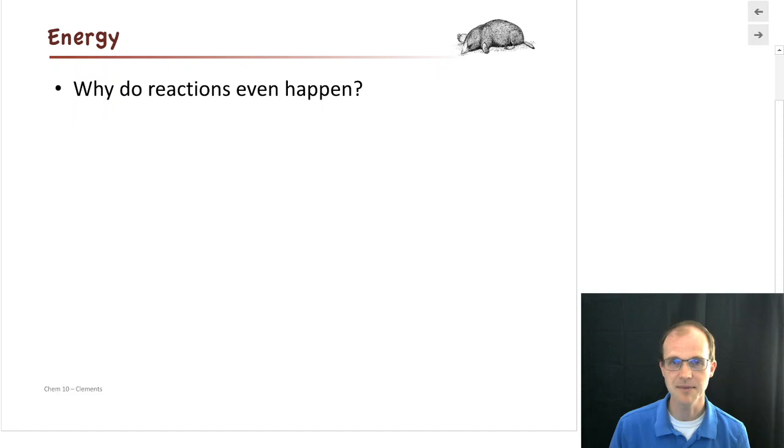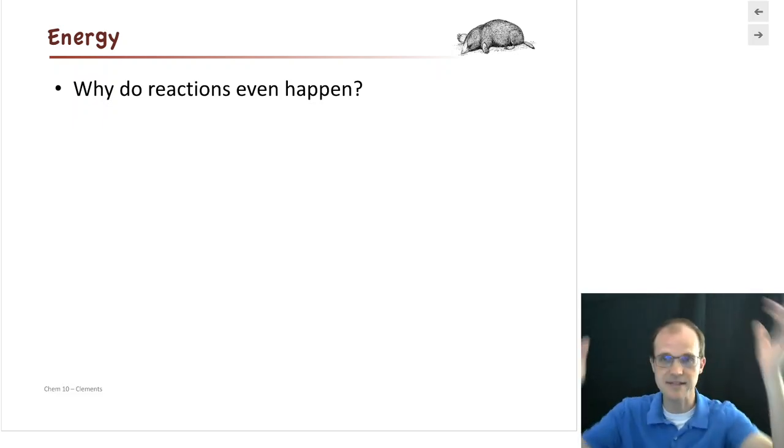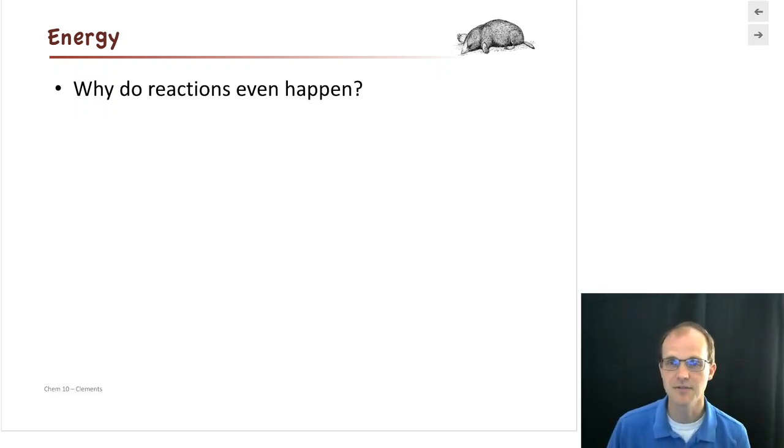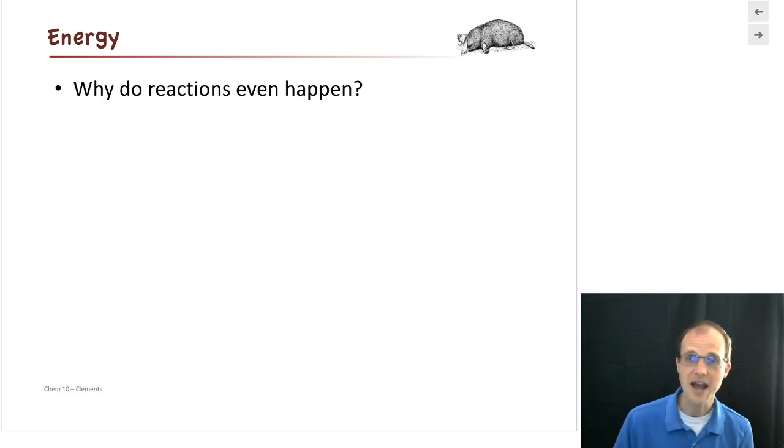All right, our next topic. Why do reactions even happen? What makes it so that when you add baking soda and vinegar, it makes that lovely little volcano of bubbles? Why doesn't everything do that? Or why doesn't nothing do that? What is the thing that drives chemical reactions? It turns out one of the primary drivers of chemical reactions is energy.